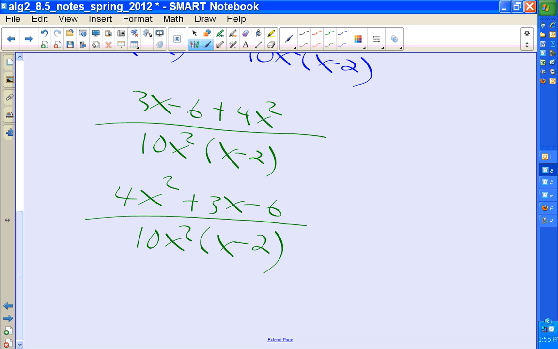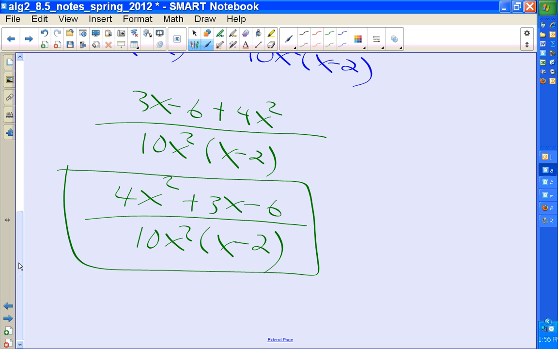Is this factorable? Are there factors of 24 that subtract to 3? No. So it's not factorable, so you're done. But if you don't write it in descending order on the top, you're not going to know that, and you're going to get caught. Then you would cross cancel. Exactly.